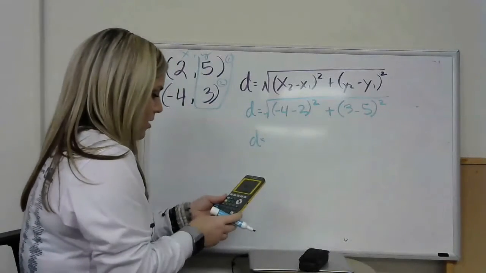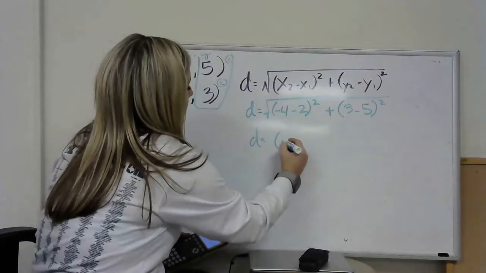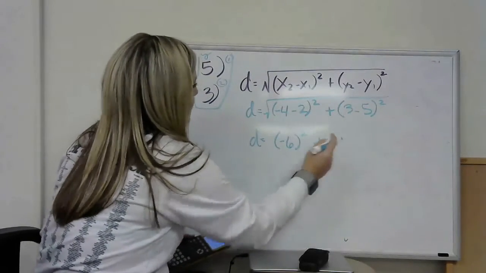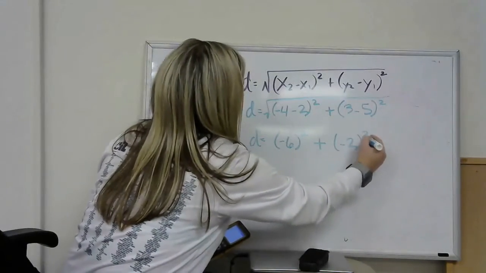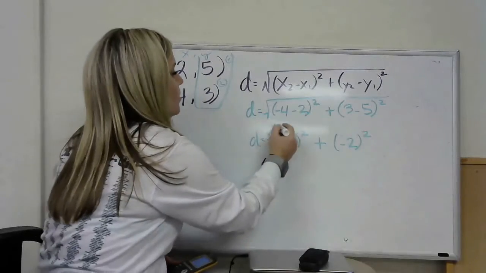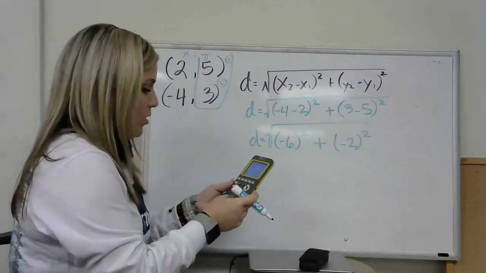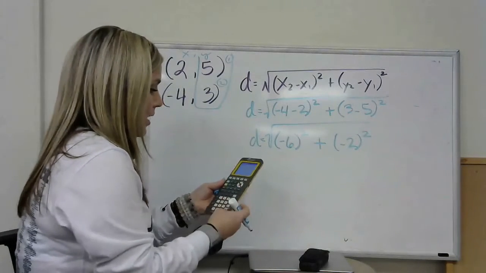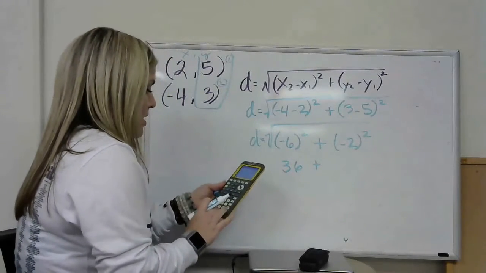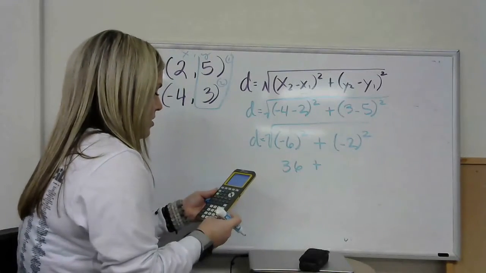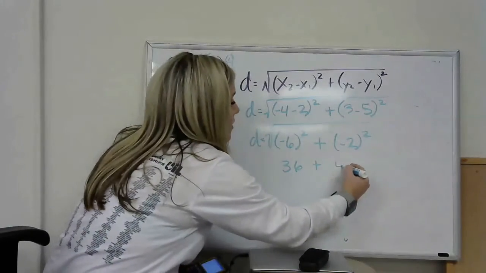All right, so in my calculator, I'm going to write negative 4, even though I can do this in my head, minus 2. And you get negative 6 squared plus 3 minus 5, negative 2 squared. And we're going to square root all that. I'm going to put this in parentheses so I don't get it wrong. Parentheses, negative 6, and I'm squaring it. You get positive 36, plus negative 2 squared is positive 4. Make sure you put them in parentheses, okay?